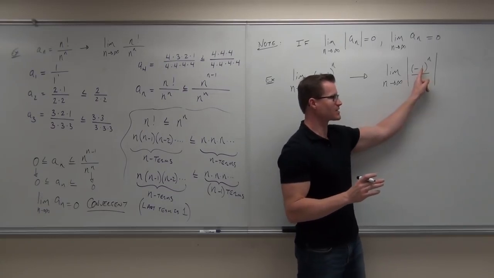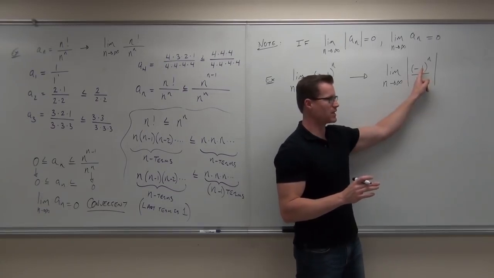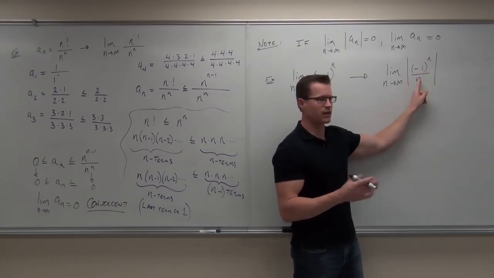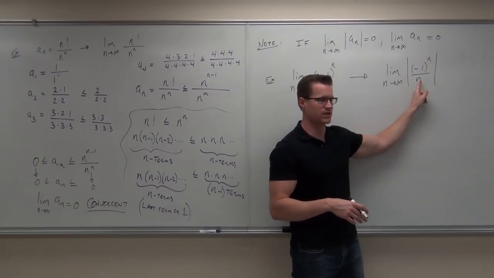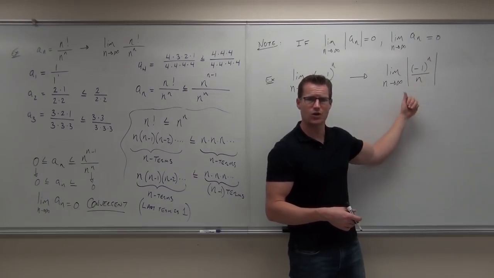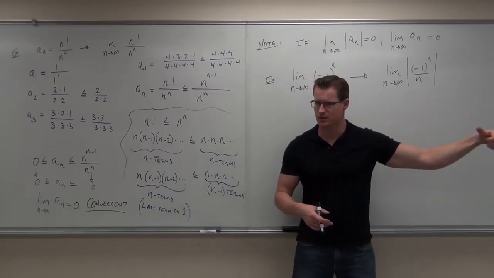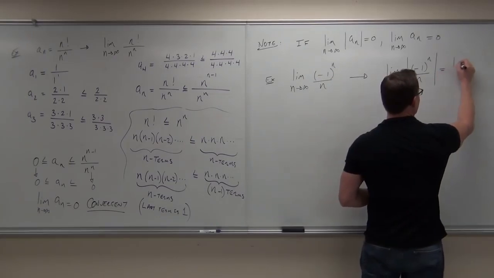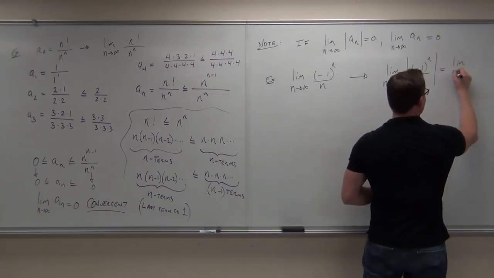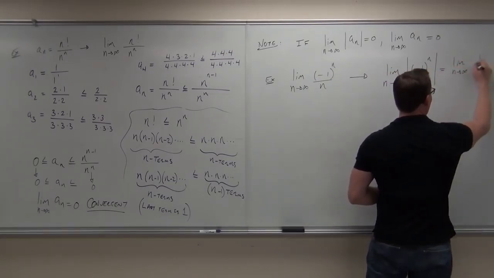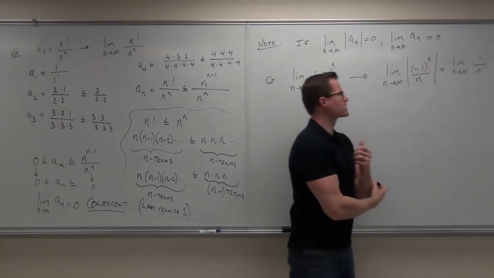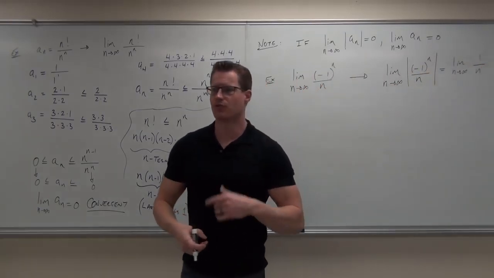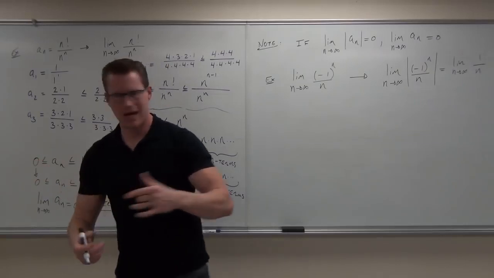Take positive 1, take the absolute value, it's 1. Take negative 1, take the absolute value, it's 1. And I don't care what we do with n, because the absolute value of a positive number is always positive. n is always positive. Does that make sense to you? Therefore, this would be equivalent to the limit as n approaches infinity of 1 over n. Tell me, what's the limit as n approaches infinity of 1 over n? 0. Absolutely.